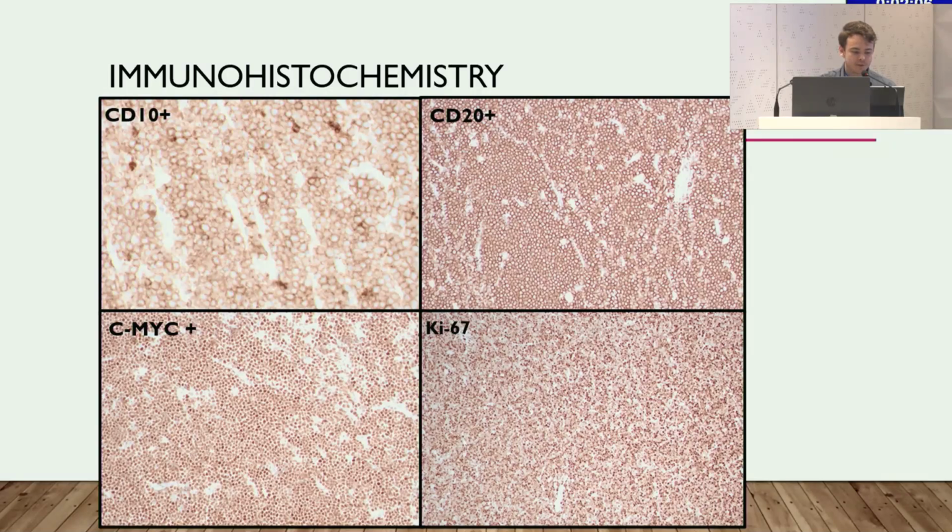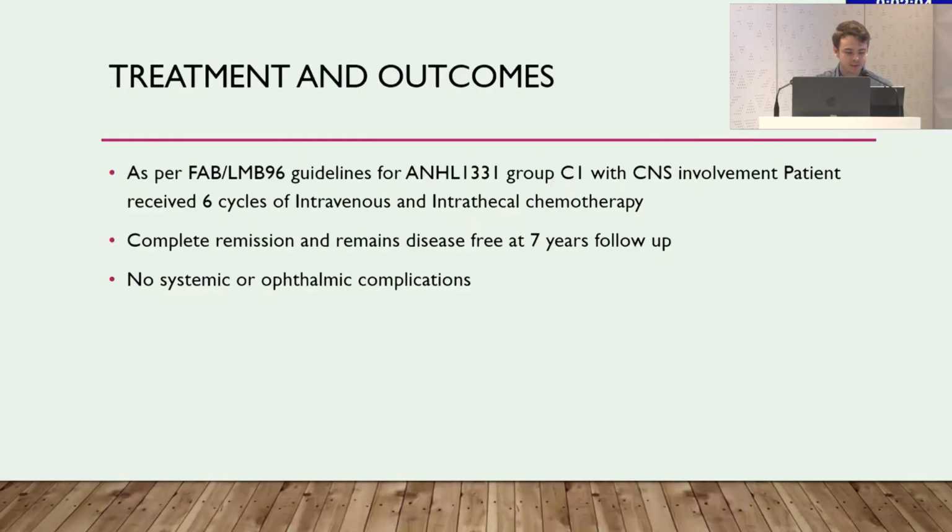A lumbar puncture was performed, which demonstrated CNS-positive lymphoma and he was placed on chemotherapy following the FAB LMB 96 guidelines for adult non-Hodgkin's lymphoma, and received 6 cycles of intravenous and intrathecal chemotherapy. He achieved complete remission and remains disease-free at 7 years follow-up.